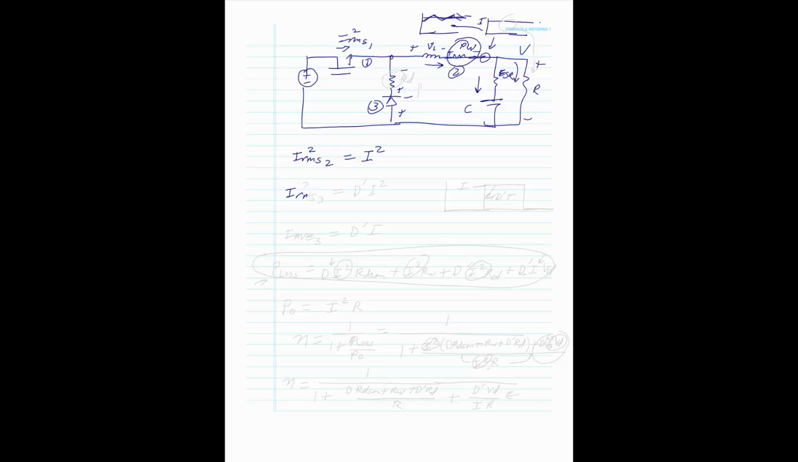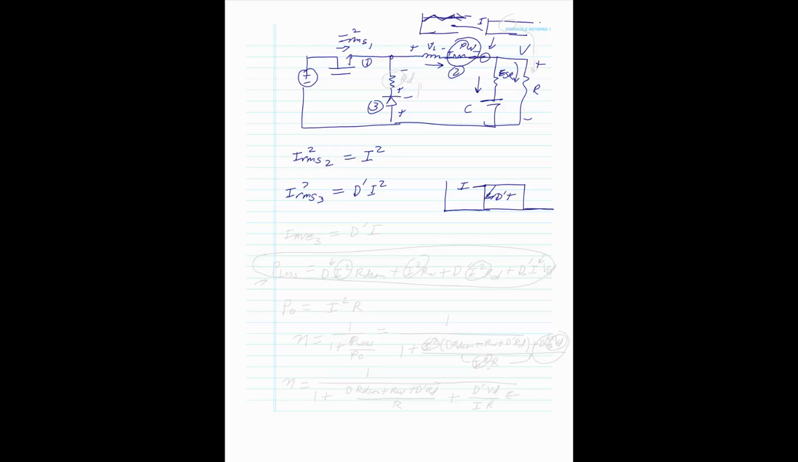How about RMS3 squared? That's going to be a waveform that looks like this. And that's going to be I during D prime T. And the RMS current of this is going to be, when you calculate it, just with the basic equation, D prime I squared.